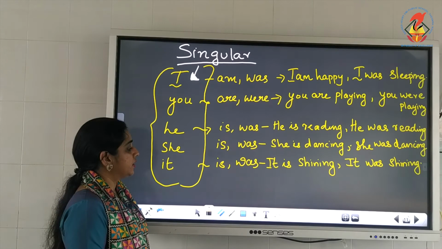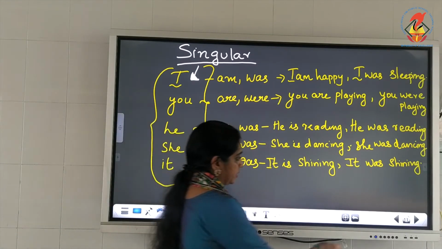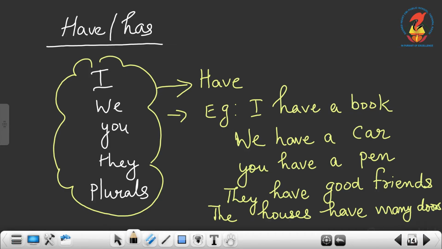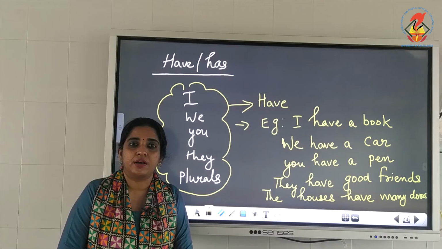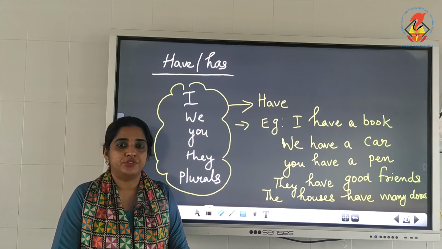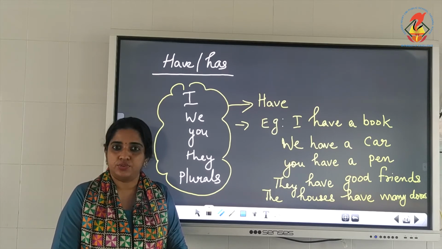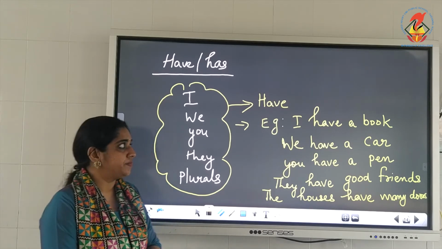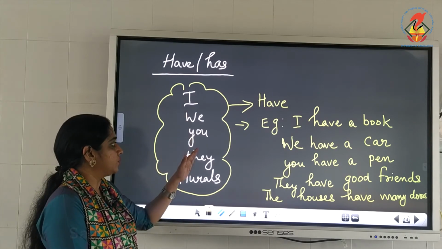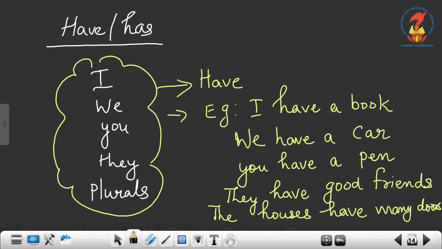Okay, now the next topic, have and has. Often when you speak also, you will have confusion, have or has, which should I use for talking. So listen here, for I, we, you, they and all plurals you can use have. I have made it more simple. From the textbook I have taken only the main points so that it is easy for you. For I, we, you, they and all plurals you have to use have.